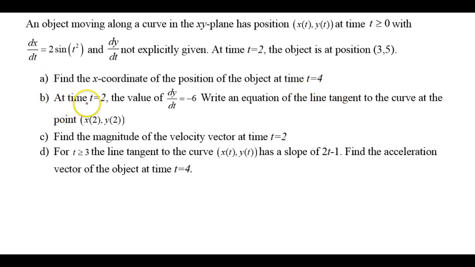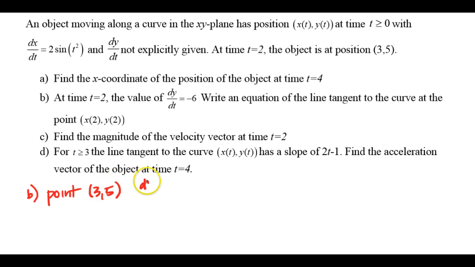Now for part B, at time t equals 2, the value of dy/dt is negative 6. Write an equation of the line tangent to the curve at the point x of 2, y of 2. To find an equation of a tangent line, we need a point and a slope. The point is x of 2, y of 2, which is actually given to us in the original statement. At time 2, where was the object? At the point (3, 5). So our point is (3, 5).